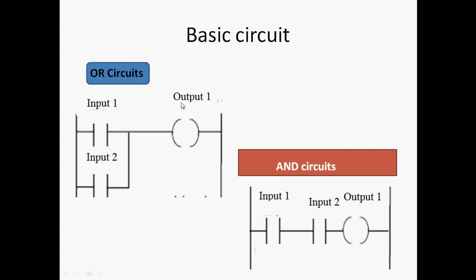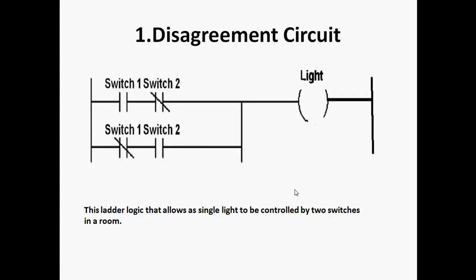This is the difference between the OR and AND circuits. In an OR circuit the two inputs are in parallel, and in an AND circuit the inputs are in series. Parallel is called OR, and inputs in series are called AND. So this is about the OR circuit and AND circuit. Now we are going to discuss different types of circuits. In that case, we are discussing the risk agreement circuit.